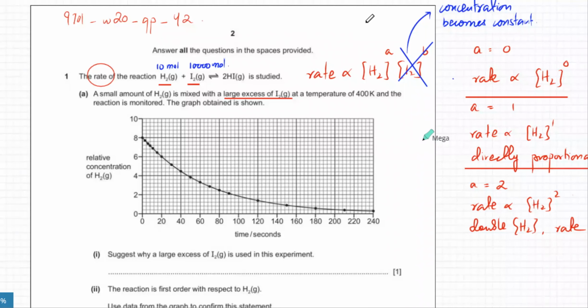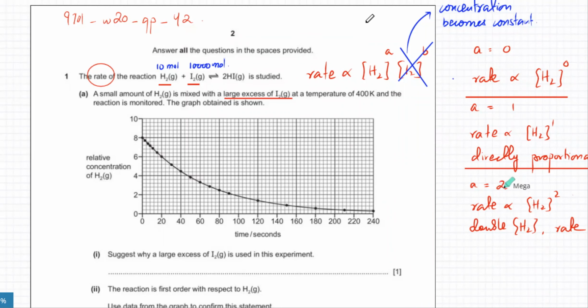Yes, sir. That's the next thing. So how do you figure out the order of the reaction? There are a couple of ways of finding the order of the reaction. One of them is the half-life method. In this question, they're talking about the half-life.